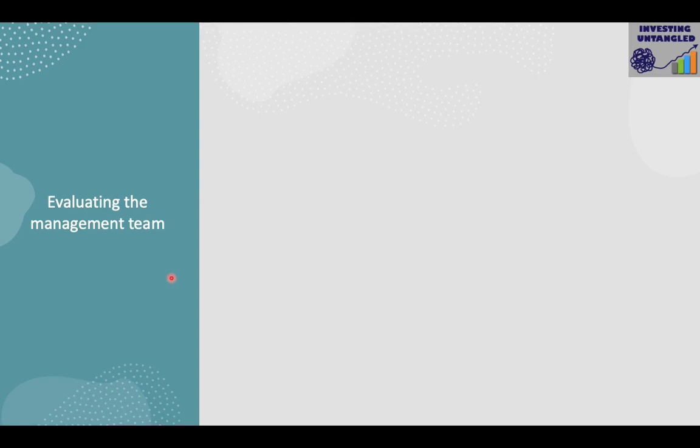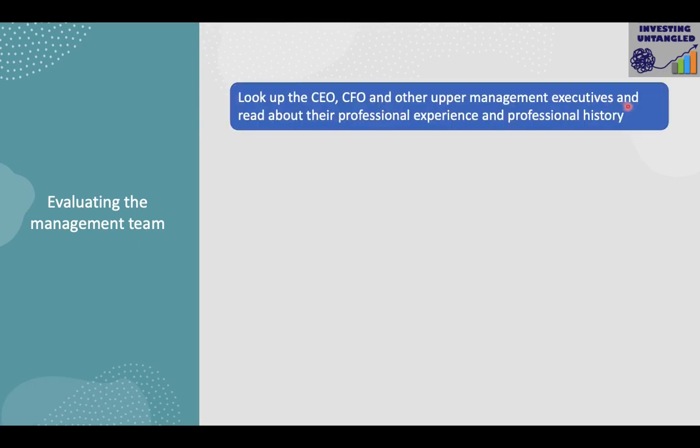So the last part of qualitative analysis is evaluating the management team. The way you do that is by looking up the CEO, CFO, and other upper management executives and reading up about their professional experience and professional history. You have to know how long these executives have stayed with the company. The longer, the better. And have they been shareholder oriented? Meaning, has the stock price been going up? And has the company been doing a good job at increasing revenues and sales and book value, etc.?